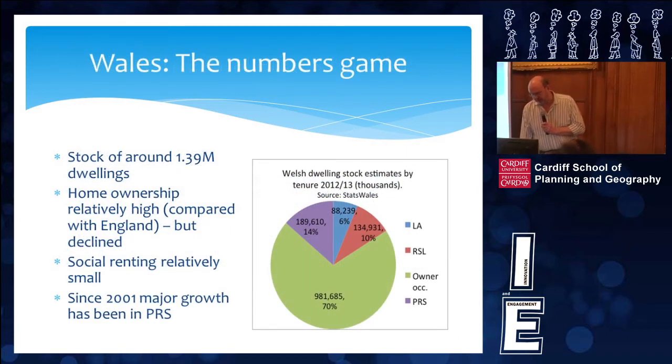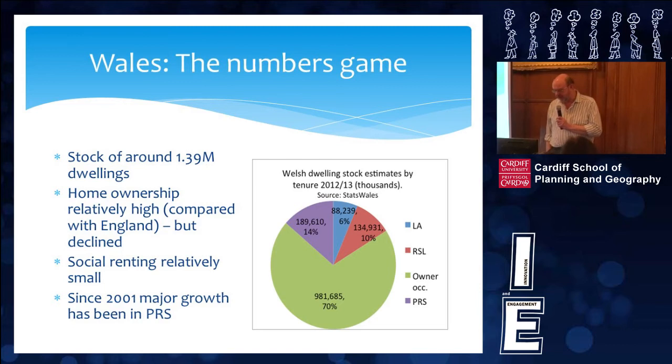Just to present you very briefly with the context in terms of numbers, in Wales we're talking about a stock of just under 1.4 million dwellings. Home ownership is relatively higher in Wales than in England, but as in England it's been in modest decline over recent years. The social rented sector is relatively small.